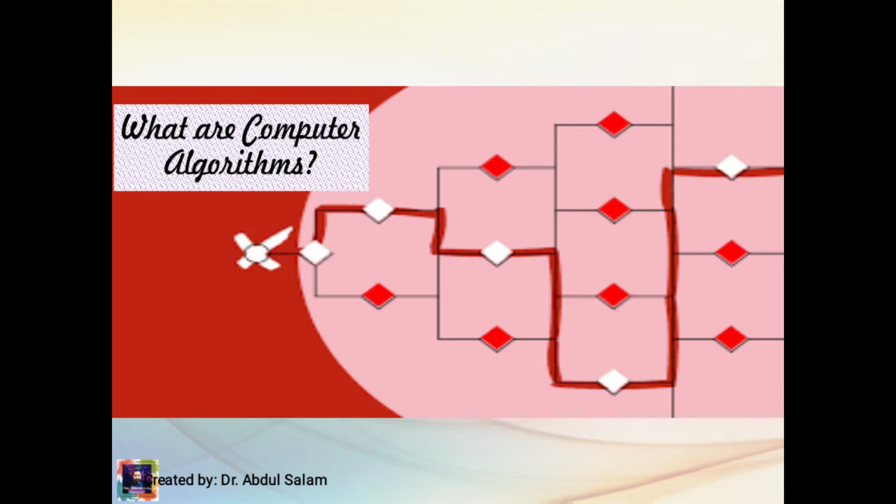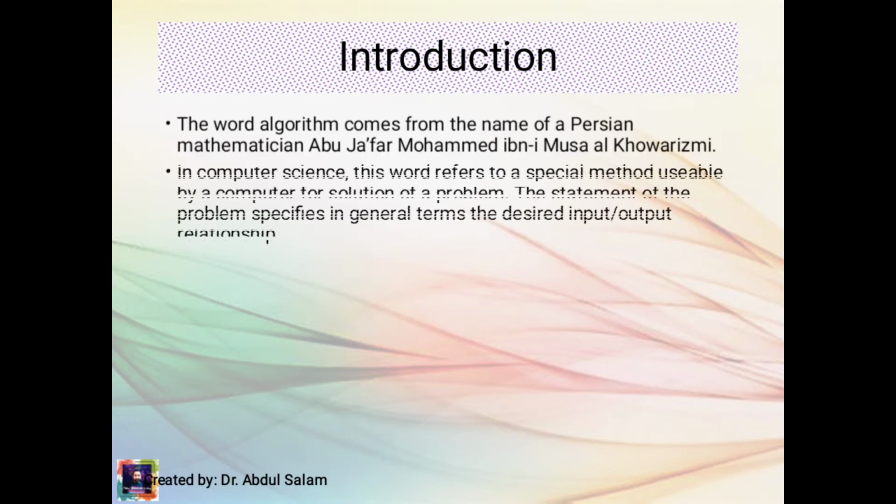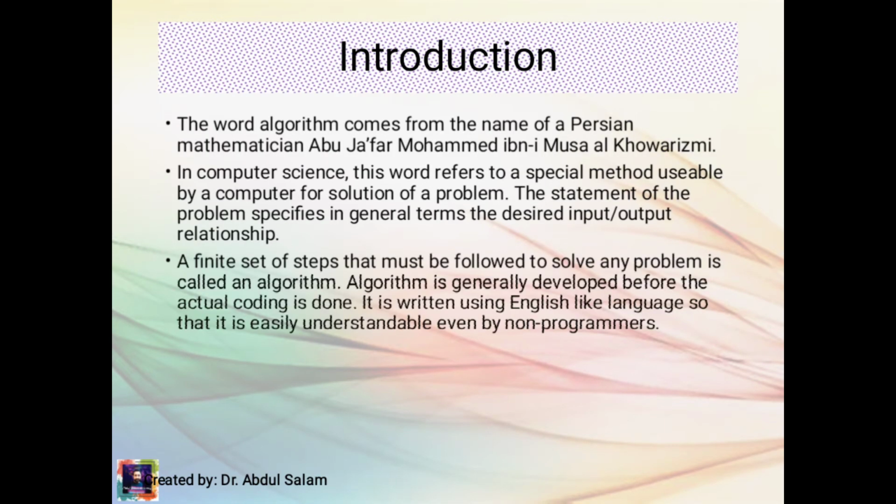In this lecture we will study what computer algorithms are. Firstly, the introduction of the topic. The word algorithm comes from the name of a Persian mathematician, Abu Jafar Muhammad ibn Musa al-Khwarizmi. In computer science, this word refers to a special method usable by a computer for solution of a problem.